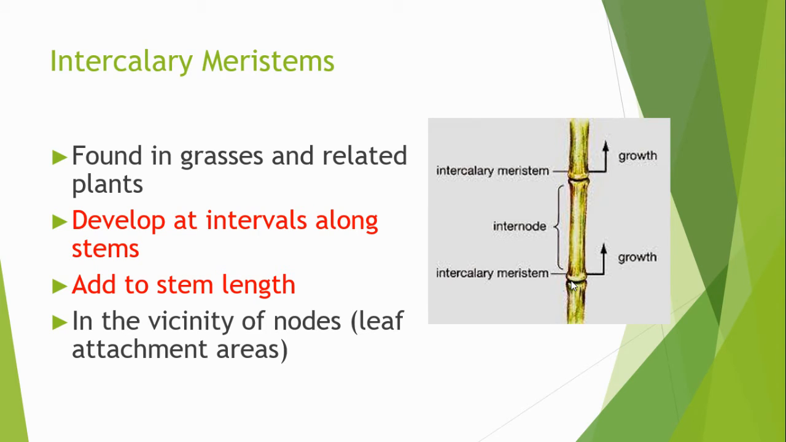Intercalary meristems are found in grasses and related plants. They develop at intervals along stems, and it adds to the stem length. In the vicinity of the nodes, these are leaf attachment areas. So this is a node, and this is basically a period of growth. So at the end of a growing season, it would stop right here. And if you actually look at some of your plants, if it is a perennial plant that comes back, you'll be able to see where the nodes are.